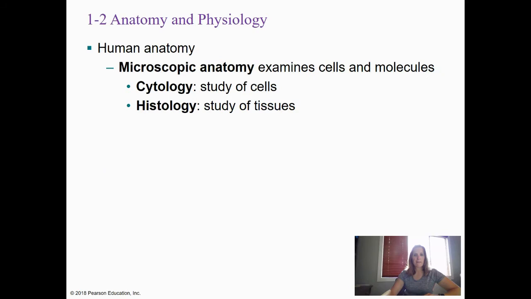So in this class, we'll look at the microscopic anatomy and the macroscopic. Microscopic is going to be small, so looking at cells and molecules. Macroscopic is going to be large, so we'll look at gross anatomy. In college, I took a gross anatomy lab, and that's a cadaver lab. Cytology and histology are microscopic pieces of anatomy. Logy means study of, cyto refers to cells, and histo refers to tissues.